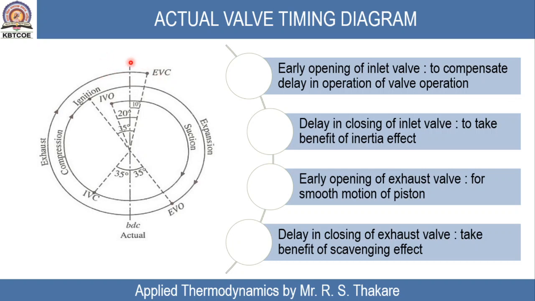So for this overlap period, there will be early opening of inlet valve and delay in closing of exhaust valve. Okay, now these are certain figures. These figures may change with change in engine type. If you increase speed of the engine, this figure changes. For 20 degree it may become 30 degree, it may become up to 40 degree also. Okay, so there is no need to memorize these figures. You can have any figures because these figures for different engines are different. Okay, so this is all about ideal and actual valve timing diagram. Thank you.